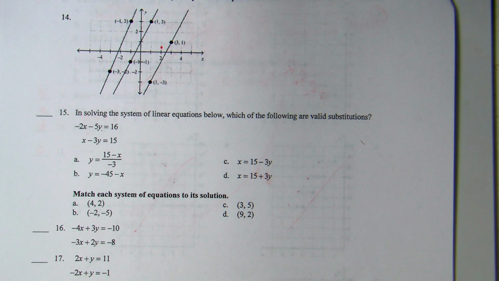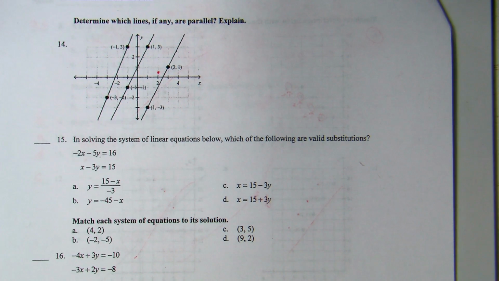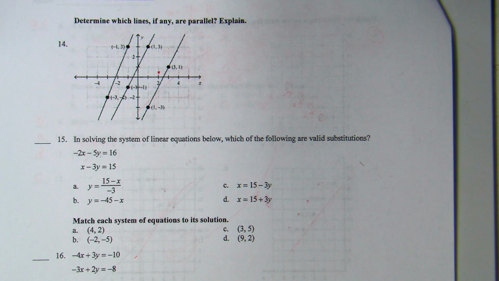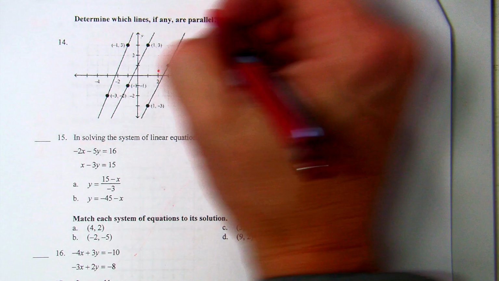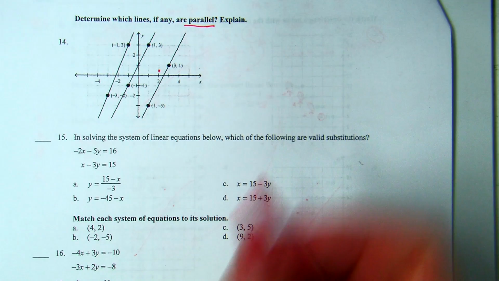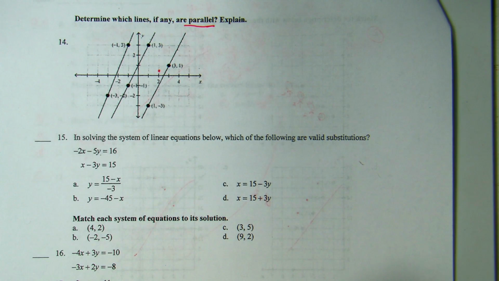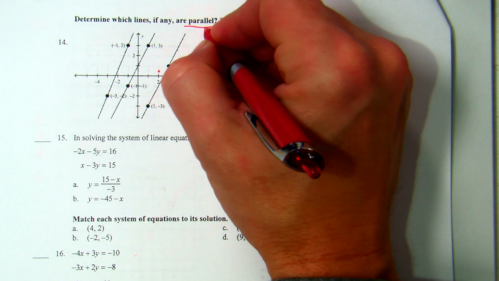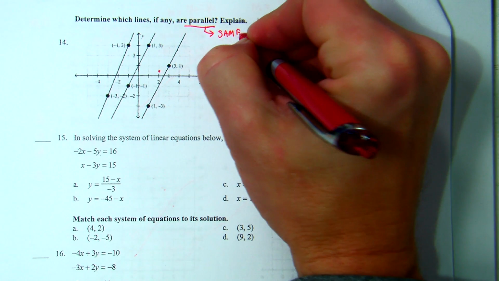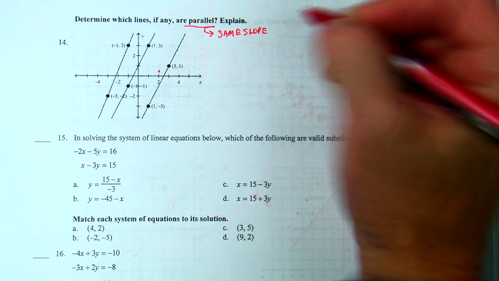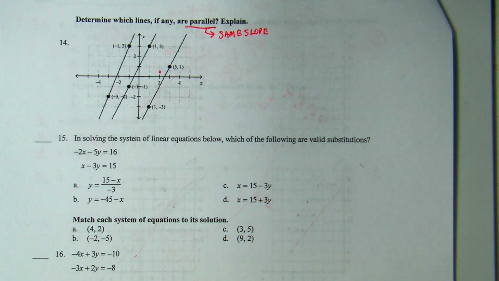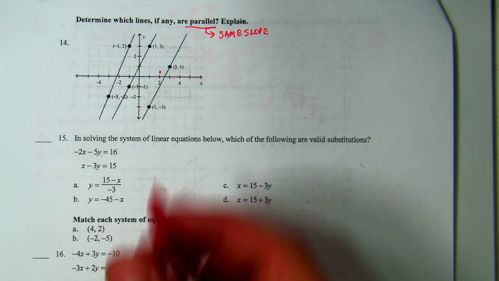All right, number 14. Determine which lines, if any, are parallel and explain. Now, we talked a minute ago about parallel lines, and what are we looking for on parallel lines to determine if they are, in fact, parallel or not? What needs to be the same? Same slope. Remember, we talked about this when we did our notes and our practice and review for our test. Parallel means same slope. So we're looking for the same slope.